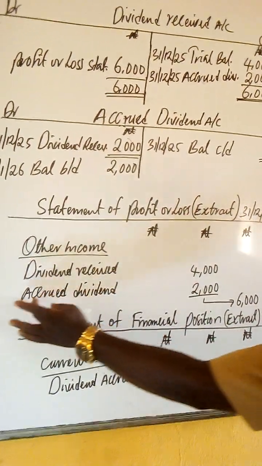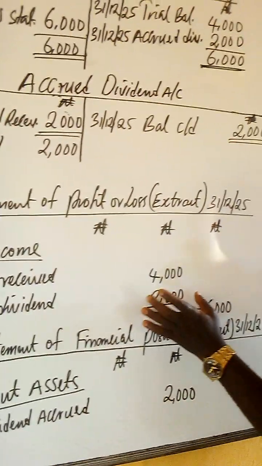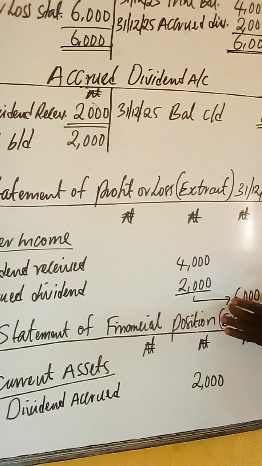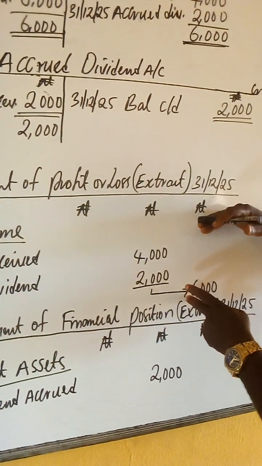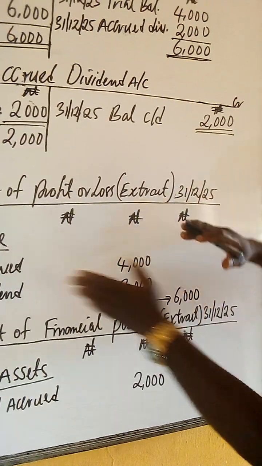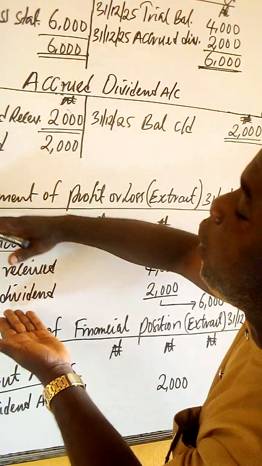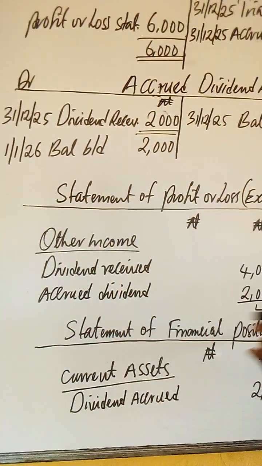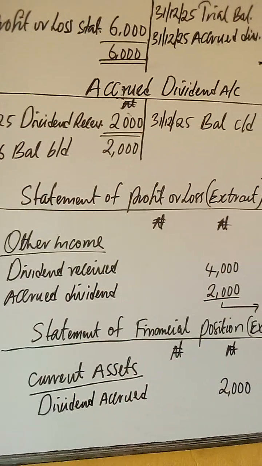Then you add the accrued dividend to the one that's already received. 2,000 plus 4,000 gives you 6,000. And this 6,000, mind you, is under other income, which will be added to the gross profit that is gotten from your trading account. And this is a format, mind you, just an extract. But if you master the format, you know exactly where other income is positioned. You know that what you get from here is added to the gross profit, which is the main income.